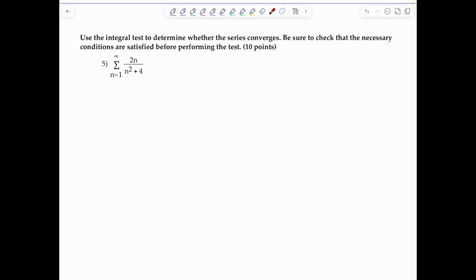Use the integral test to determine whether the series converges. Be sure to check that the necessary conditions are satisfied before performing the test. So to start off, let's define the terms here as a function of x. So let's let f of x equal 2x over x squared plus 4. So the conditions that we need to check are that f is continuous on the interval that we would be integrating, so from 1 to infinity. Well, how do you check? F is a rational function.